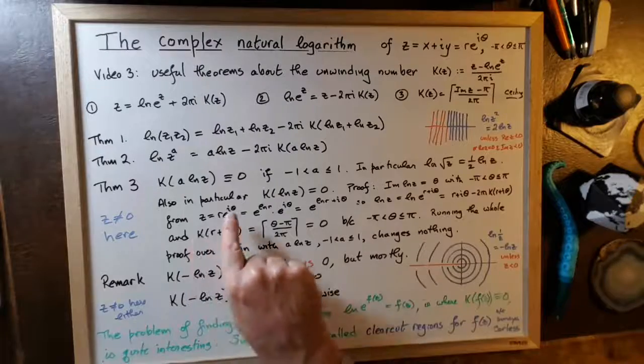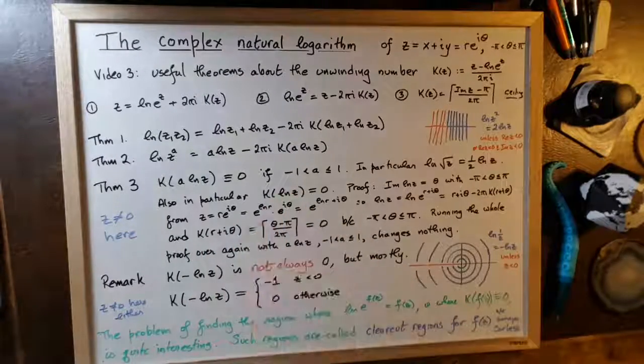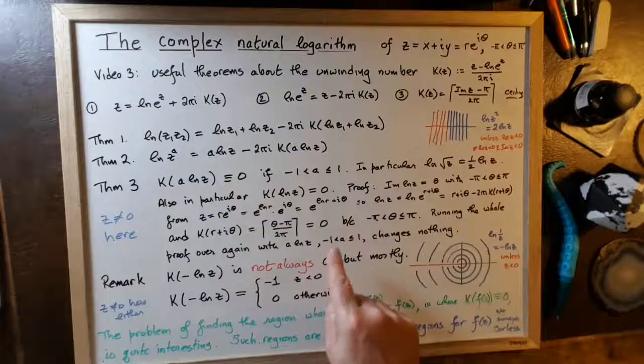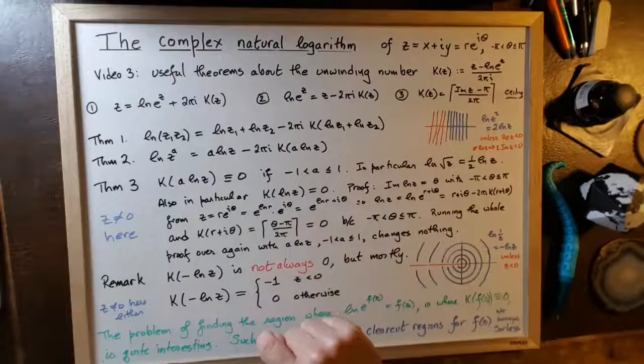So for just the logarithm function itself, K of log of z sounds like a weird thing to do, but it turns up all the time in here, we actually get that it's equal to 0.